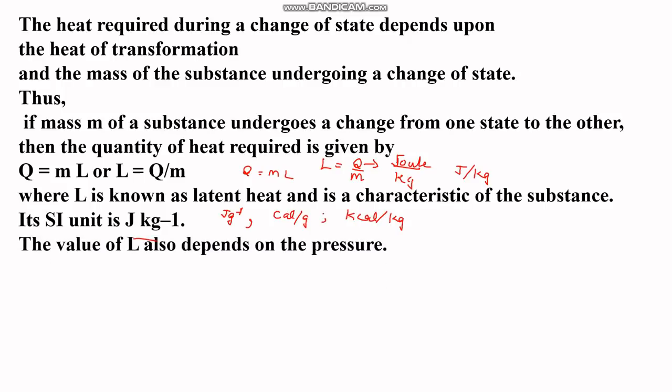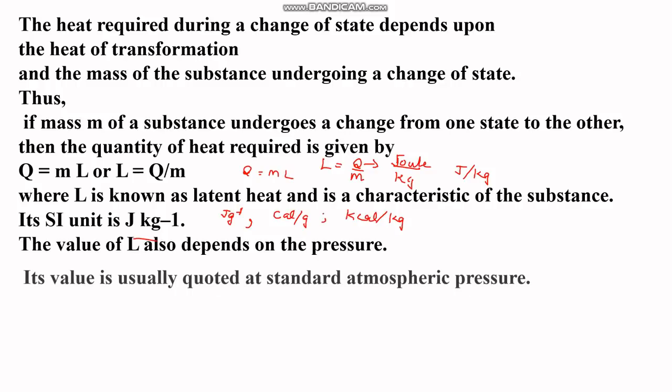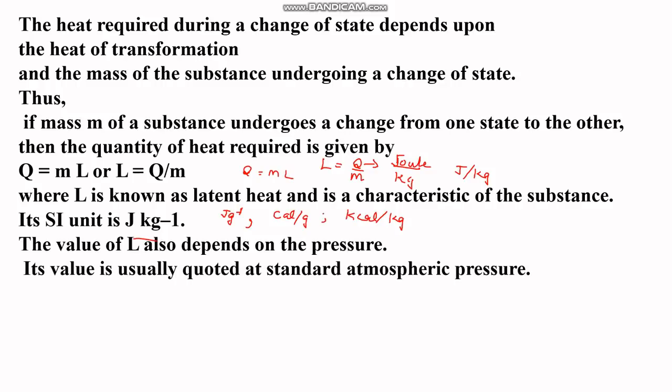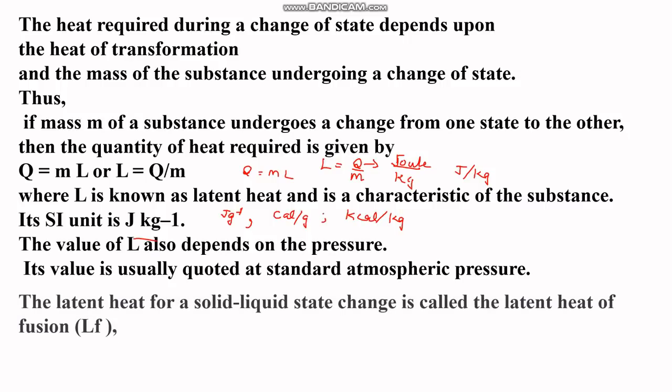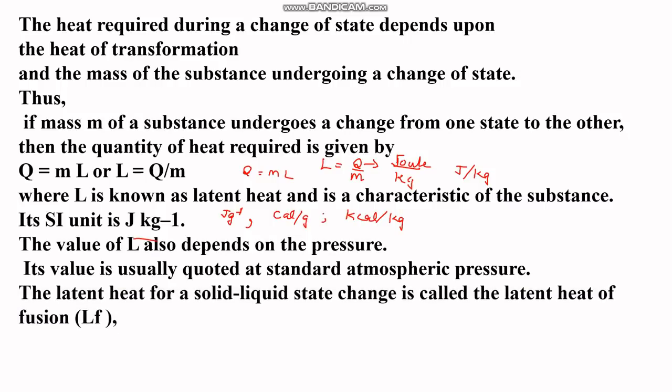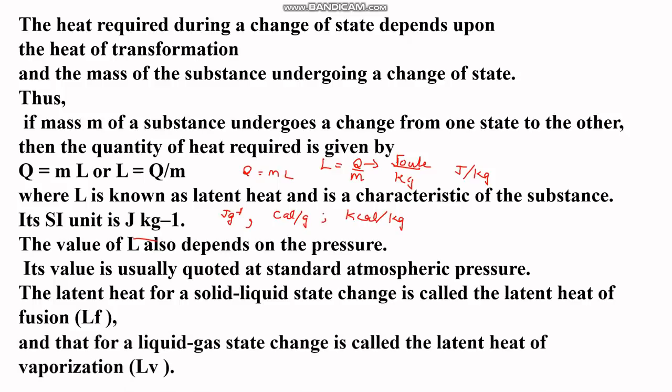The value of L also depends on pressure. Its value is usually quoted at standard atmospheric pressure. The latent heat for a solid liquid state change is called latent heat of fusion. Basically, when the substance changes from solid to liquid or liquid to gas, it requires heat. So, when it changes from solid to liquid state, we call it latent heat of fusion. And when there is a change in state from liquid to gaseous, we call it latent heat of vaporization.